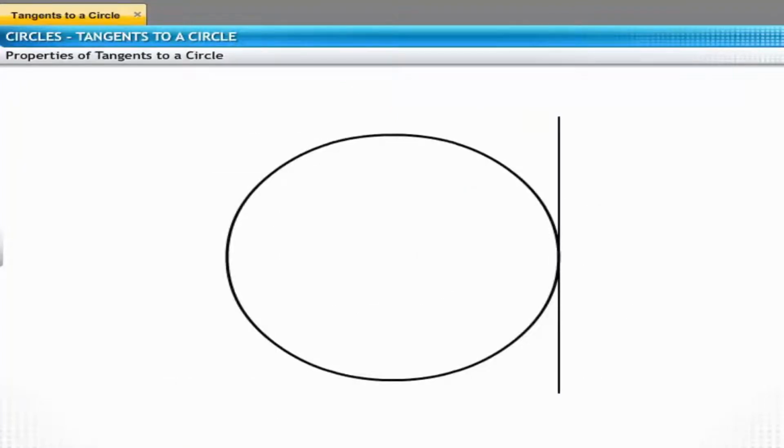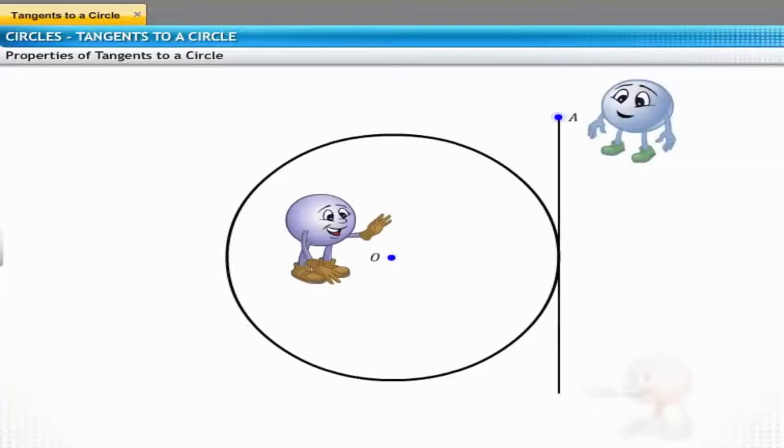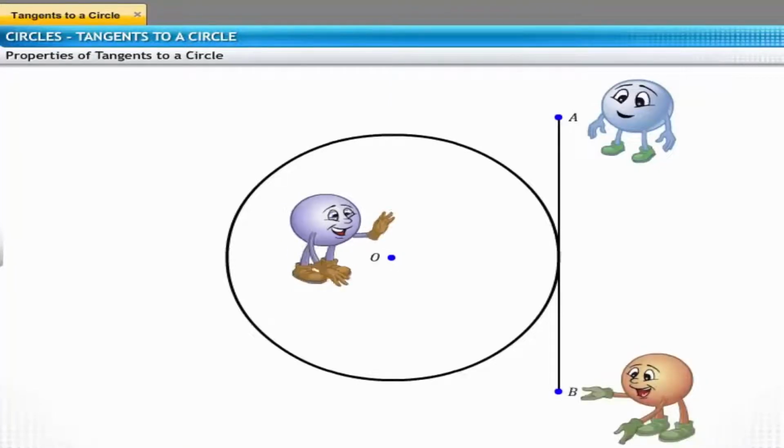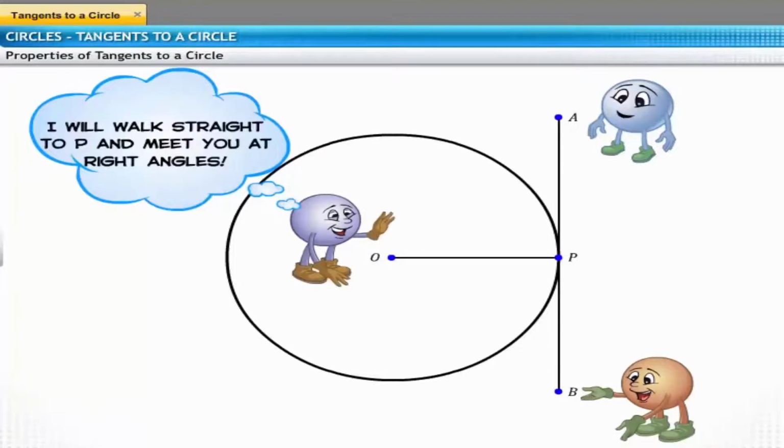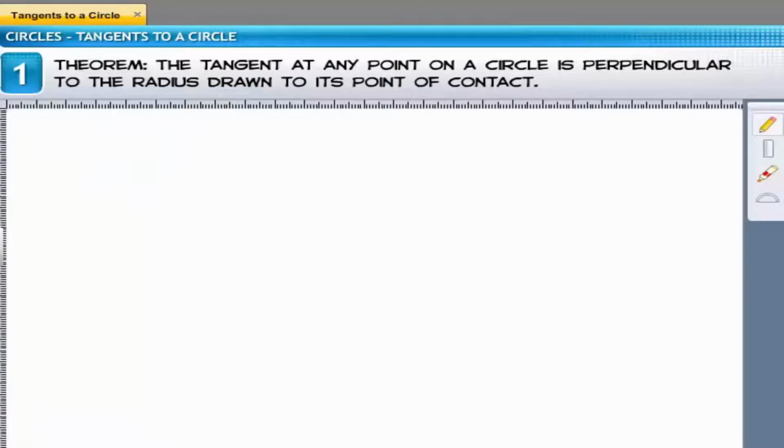Here are 3 friends, Mr. O, Mr. A, and Mr. B. While Mr. O is standing at the center of a circle, Mr. A and Mr. B are standing on a tangent to the circle at point P as shown. Mr. O thinks that if he walks straight to point P, he will meet Mr. A and Mr. B at right angles. Let's see if this is true. To verify Mr. O's claim, we have to verify the theorem that states that the tangent at any point on a circle is perpendicular to the radius drawn to its point of contact.